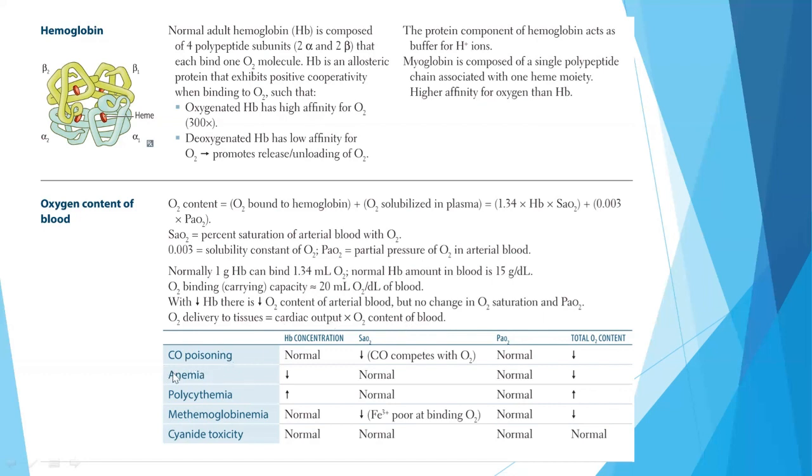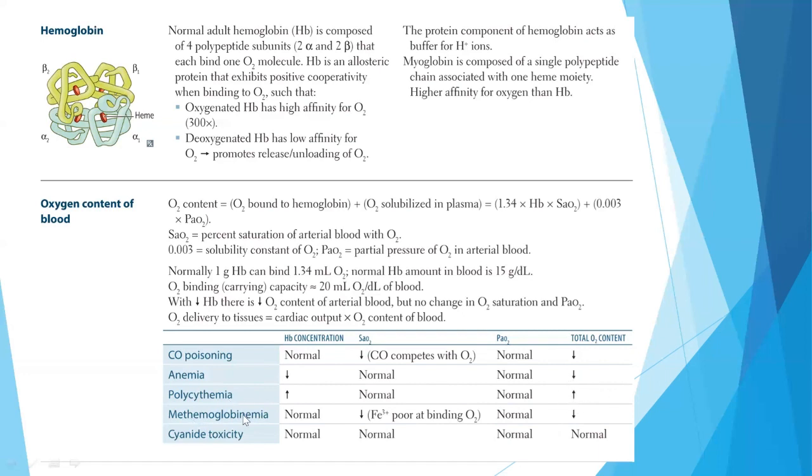So in case of carbon monoxide poisoning, the hemoglobin concentration is normal, but the oxygen saturation is decreased because the carbon monoxide competes with oxygen and it gets bound to the hemoglobin. But the partial pressure of oxygen remains normal, and since the oxygen saturation has decreased, the total oxygen content will also decrease. In case of anemia, since there is decrease in the hemoglobin concentration, the total oxygen will decrease. In case of polycythemia, since there is increase in the hemoglobin concentration, there is increase in the RBC, then that will lead to the increased oxygen content.